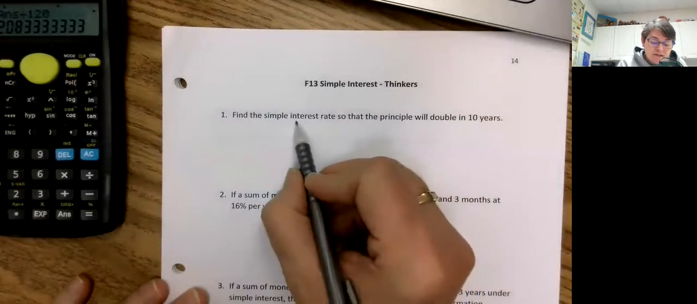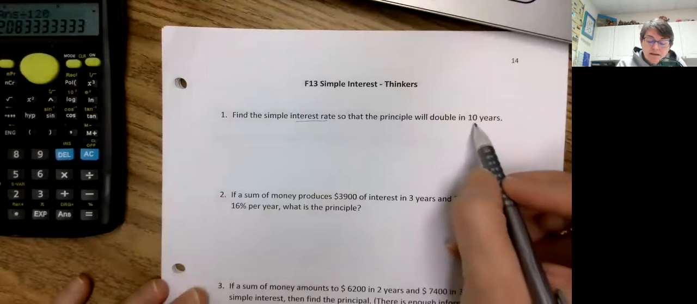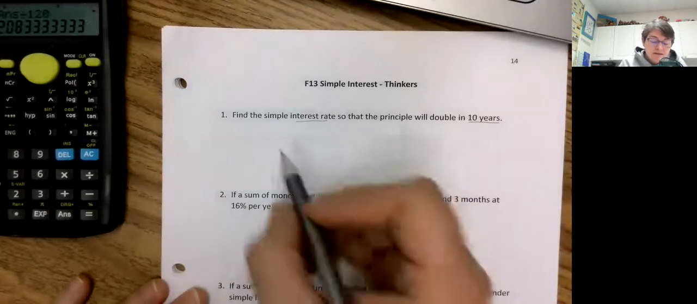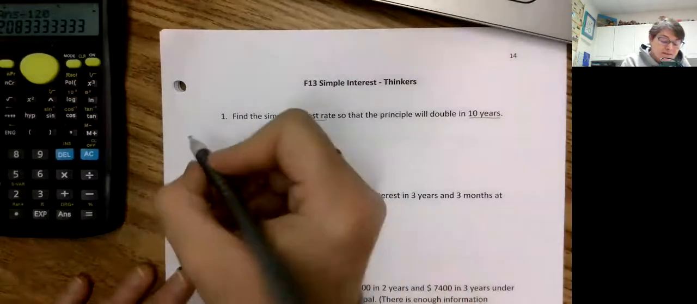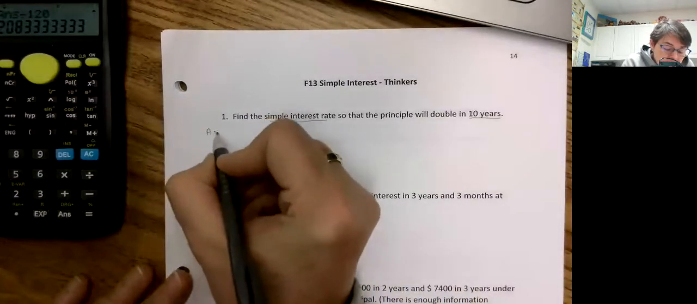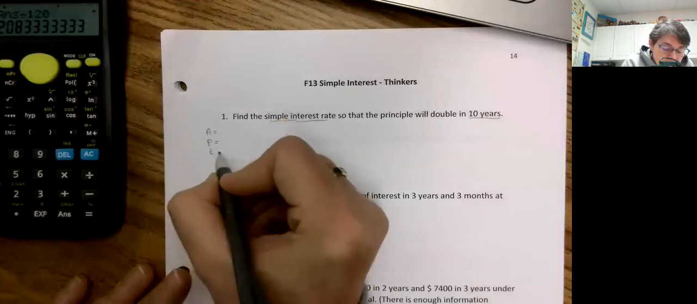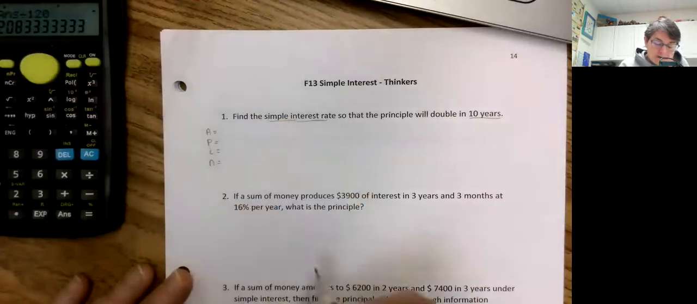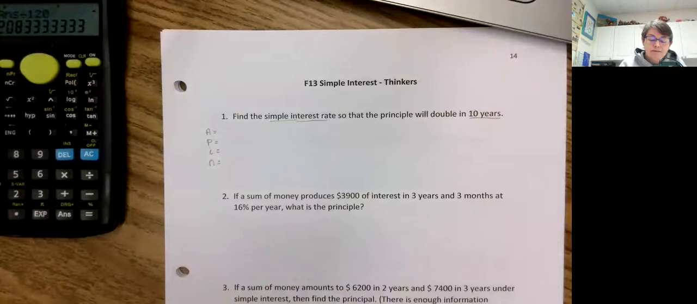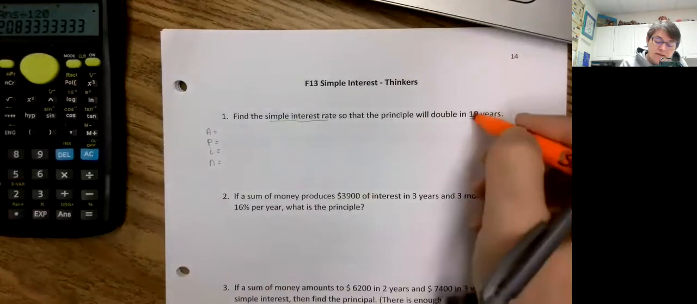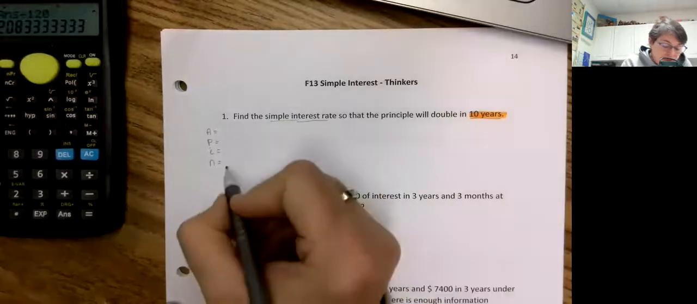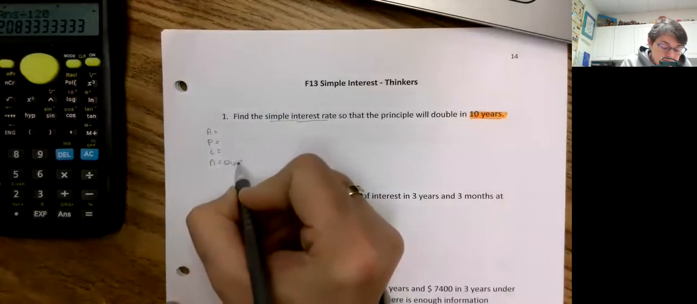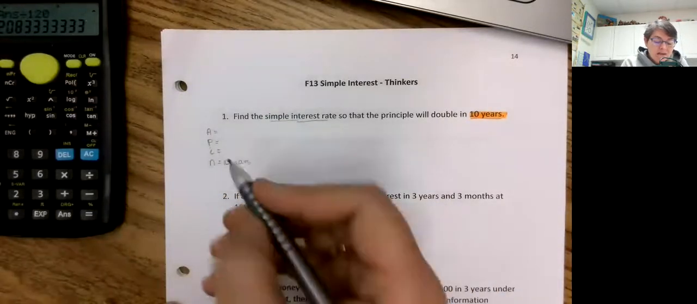So we got a simple interest rate, and we got 10 years. Now it says find the simple interest rate. This looks like a question there's no way I could possibly do, but let's go through it anyway. A equals P plus I times N. All right, what do we know? 10 years. Okay, that goes there. It says find the simple interest rate.